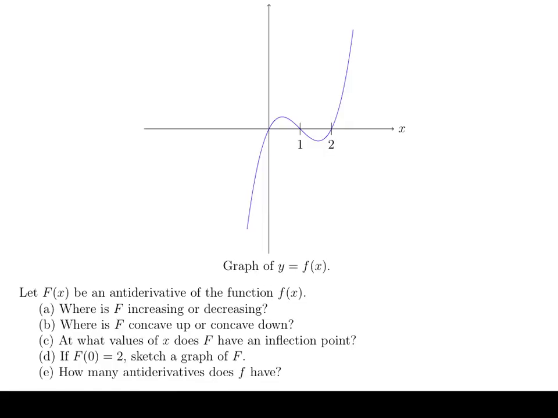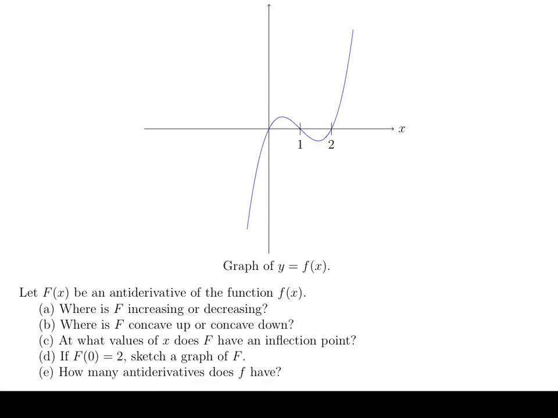Okay, so here are the questions that I want to answer. Where is that original function, big F, where is that increasing or decreasing? Where is it concave up or concave down? Where are the inflection points? And then let's sketch a graph under the assumption that big F of 0 is equal to 2. And the last thing I want to know is, how many antiderivatives does the function have?